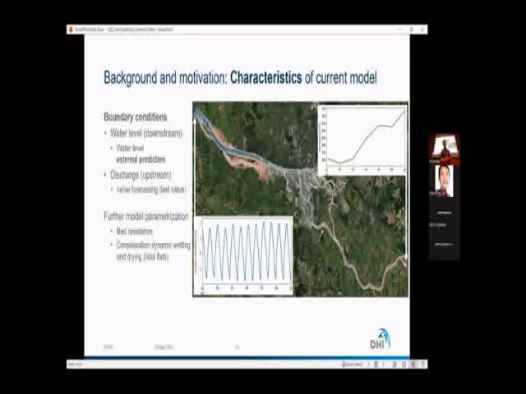Further model parameterization is, for instance, bed resistance. We can also say that we consider dynamic wetting and drying of tidal flats, for instance. So the model is actually expanding and collapsing in areas which get flooded and then dry out during such a tidal cycle.